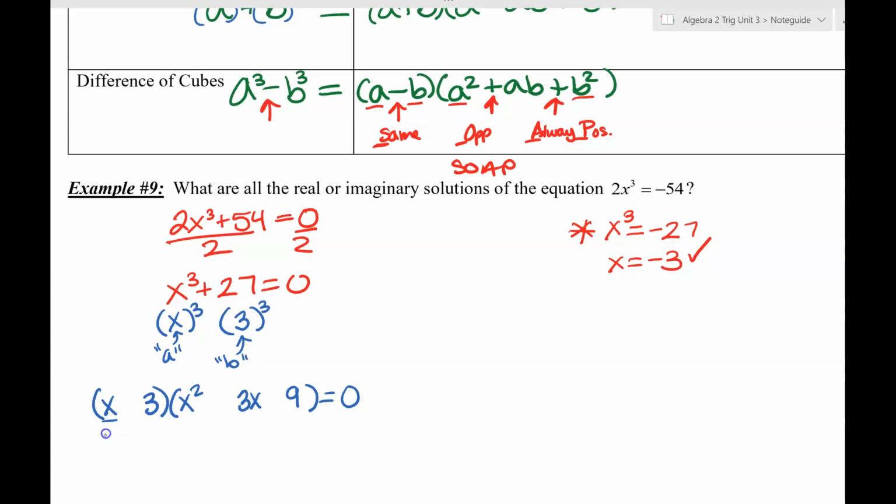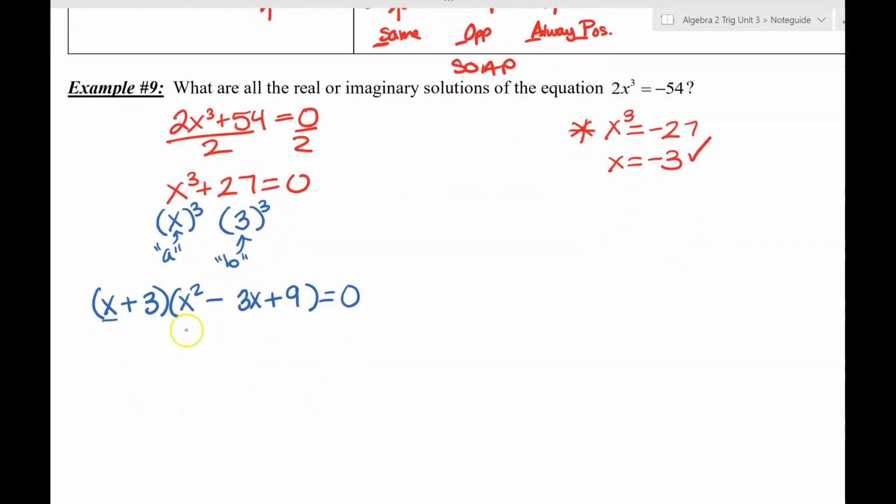And then you have to remember the appropriate signs to use. So we were factoring a sum, so we use the same there, the opposite here, and the positive here to make sure it would work out as that perfect cube. Now you can try and factor this quadratic further, but it doesn't factor. So we're kind of like we were in that first example.